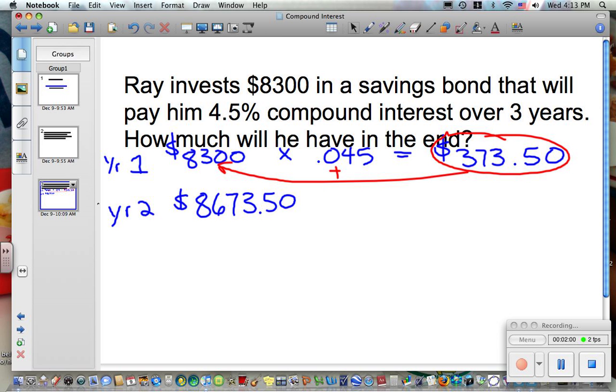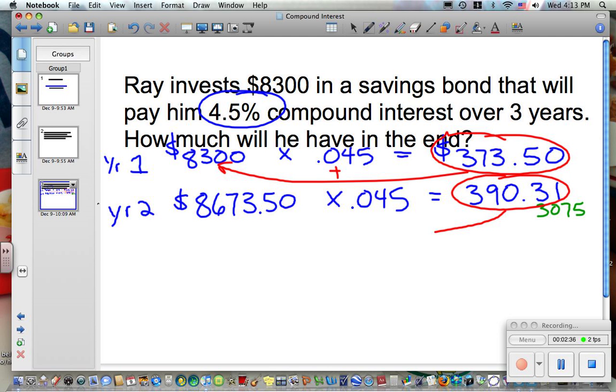We again multiply that by 0.045, which is 4.5% converted into a decimal, and we come out with the interest acquired in the second year of $390.31. Now it was 390.3075, but I rounded it off to the nearest penny, which is 31 cents. We then, again, take this number and add it to our principal amount that we started with that year.